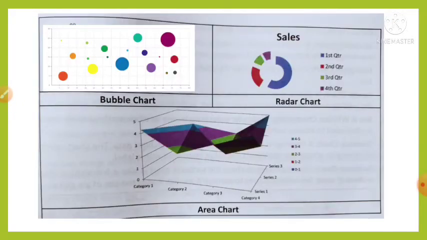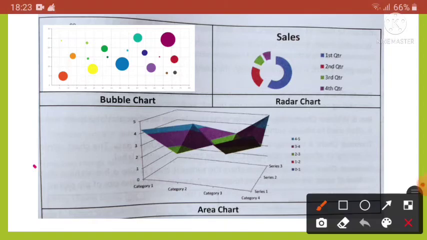Okay, then we will have stock charts, surface charts, doughnut charts, bubble charts, radar. All these charts are here. If you talk about the bubble chart, as you see here, lots of bubbles are there. This type of chart is used for comparing values with the central point. These are normally used when categories are not directly comparable.